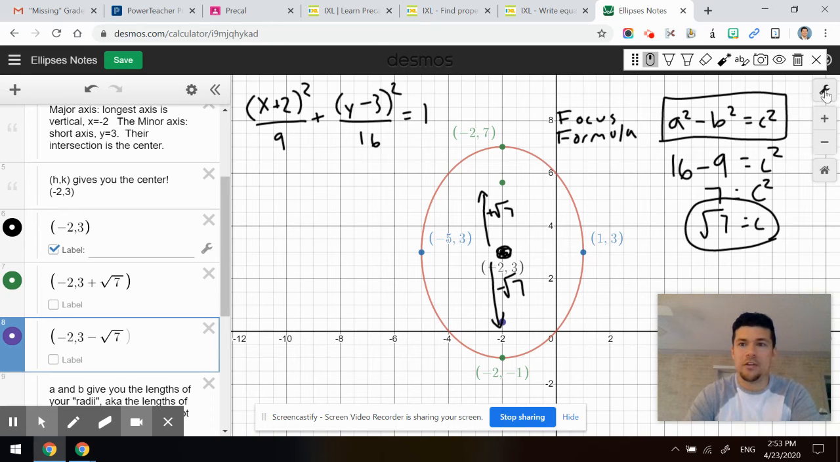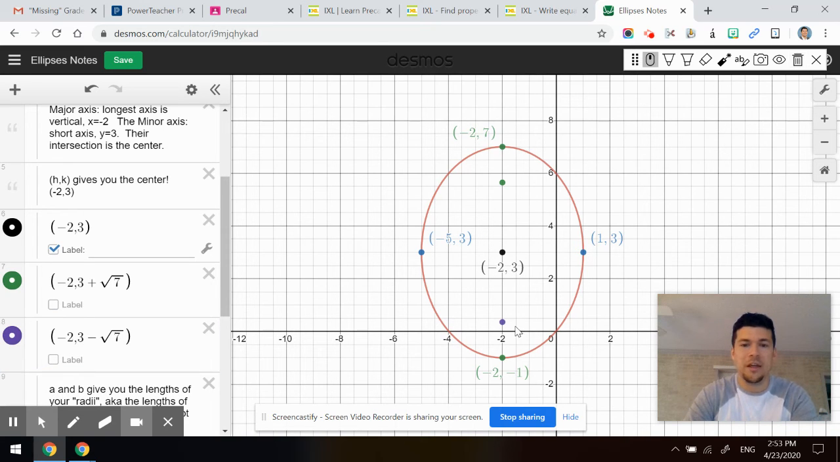All right, and that, let me erase some things. That should leave me at both of my foci. And see, you can let Desmos give you the decimal for that. You enter the exact one. So those are the exact coordinates of the foci, right? Foci are the focal points of this ellipse.